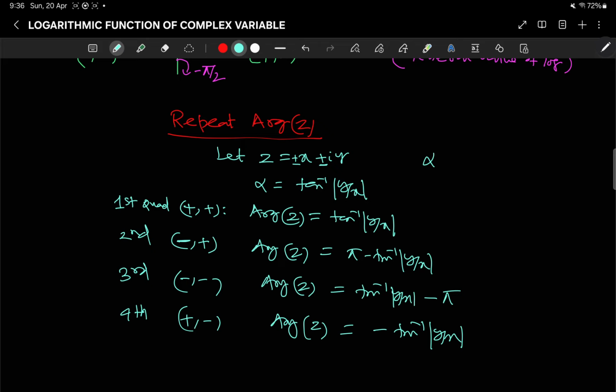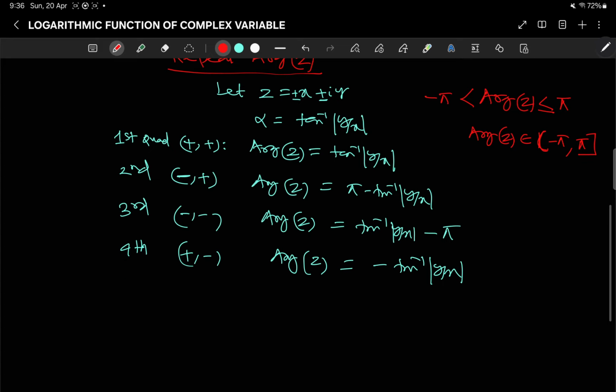And what is your alpha? Alpha here we have written. So the principal argument of z has to lie here. Minus pi cannot be included and pi we can include. That means the argument of z lies in this interval, open at minus pi, closed at plus pi.